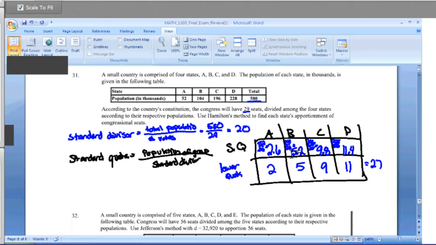The way we do that, for the extra votes, we look and find the 2 highest decimal places. So we have a 0.8 and a 0.6. Those are higher than the 0.2 and 0.4, so those 2 votes are split equally. So we're going to add 1 to A and to C. If there had only been 1 extra vote, we just would have added it to C. So in total, we end up with 3 for A, 5 for B, 10 for C, and 11 for D.